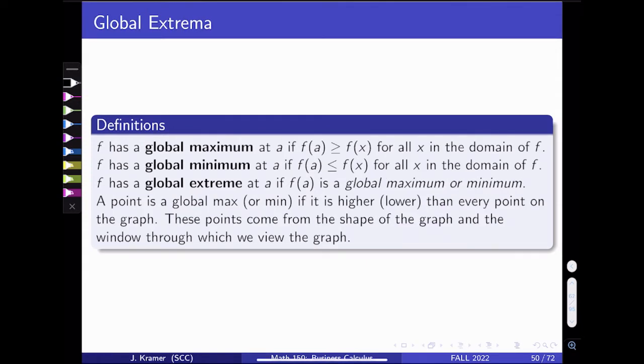f has a global maximum at a if f of a is greater than or equal to f of x for all x in the full domain of f. Similarly, for the global minimum, f of a has to be less than f of x for all x in the domain of f. And then f has a global extreme if it has a global maximum or a global minimum or both. A point is a global max if it's higher than every point on the graph, or similarly for minimum, if it's lower than every point on the graph. These points come from the shape of the graph and the window with which we view the graph. So oftentimes you'll find global extrema if you have a condensed or compressed domain.